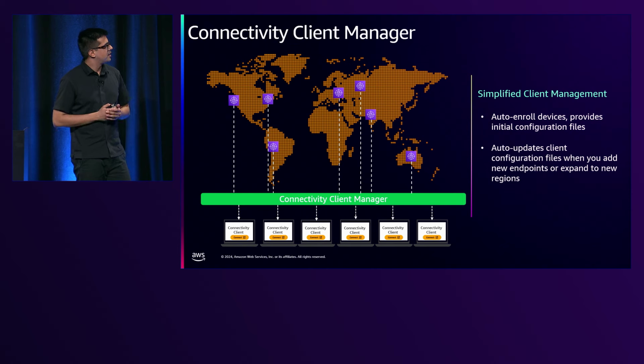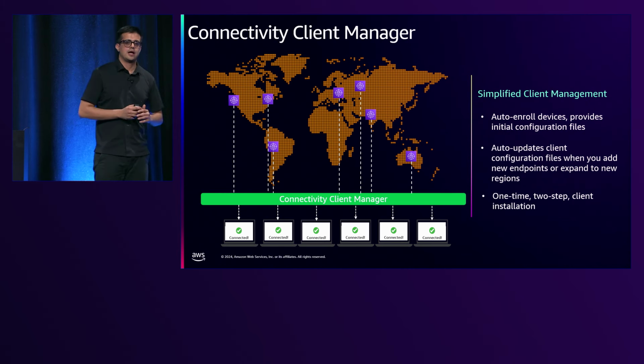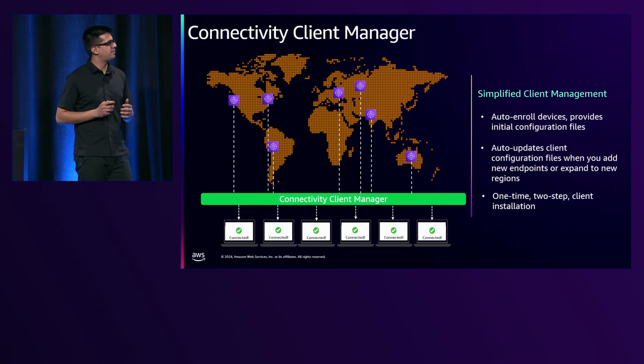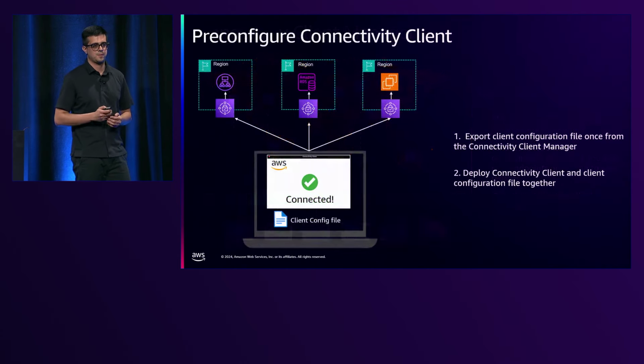Further, if you make any kind of changes, like add new applications or expand to a new region, the client manager will always ensure that the client files on users' devices are up to date, and admins don't have to take any kind of steps. So in a nutshell, admins just have a one-time, two-step client installation setup where they set up the connectivity client manager and deploy the client on users' devices.